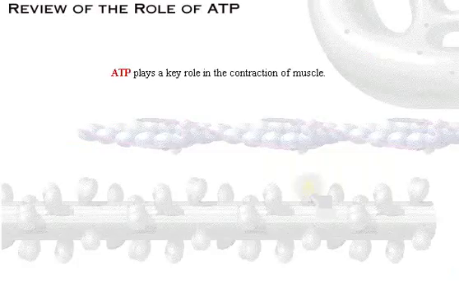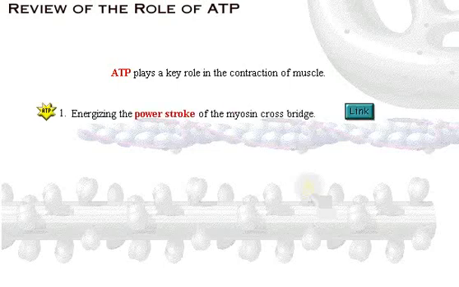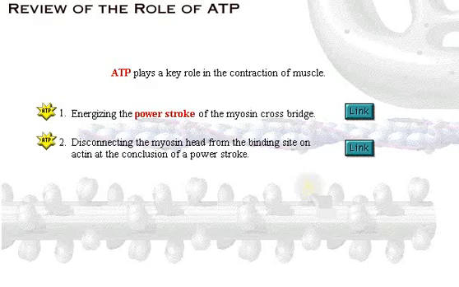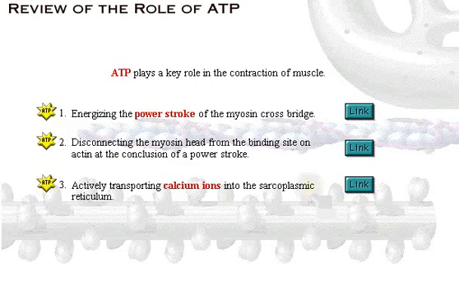We've seen that ATP plays a key role in the contraction of muscle. Before we study muscle metabolism, let's review ATP's role in 1. Energizing the power stroke of the myosin cross-bridge. 2. Disconnecting the myosin head from the binding site on actin at the conclusion of a power stroke. 3. Actively transporting calcium ions into the sarcoplasmic reticulum. Click the link buttons to review these roles.